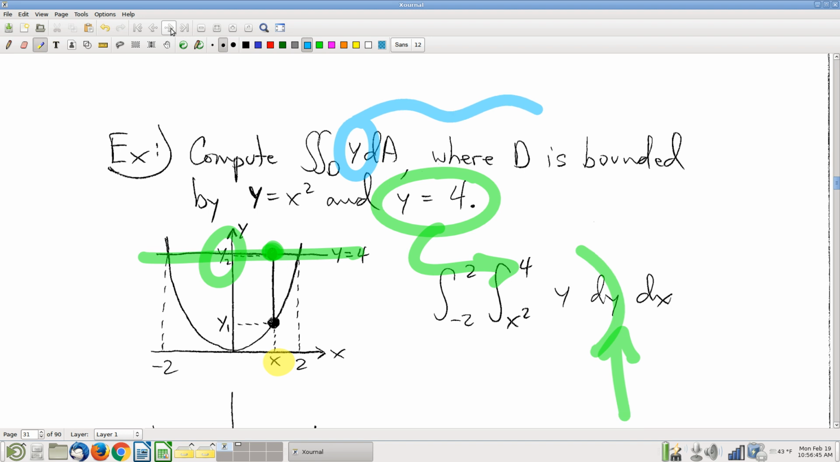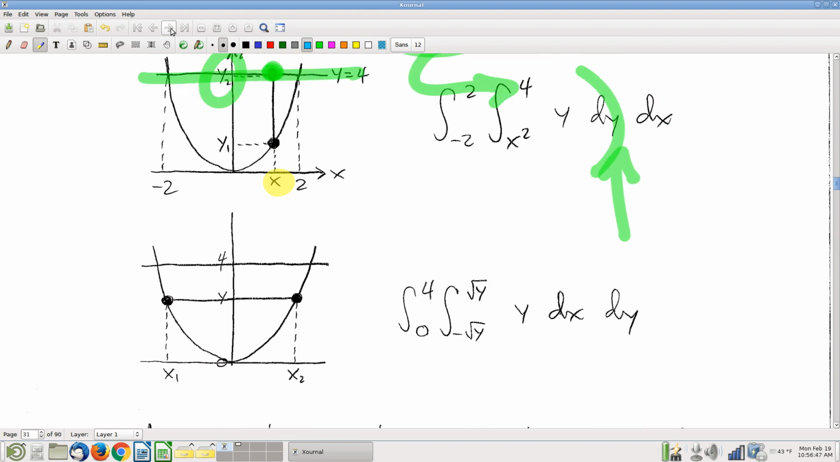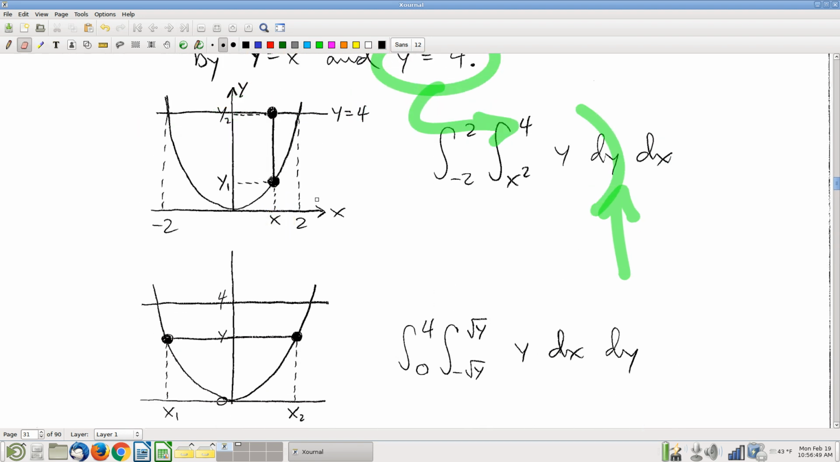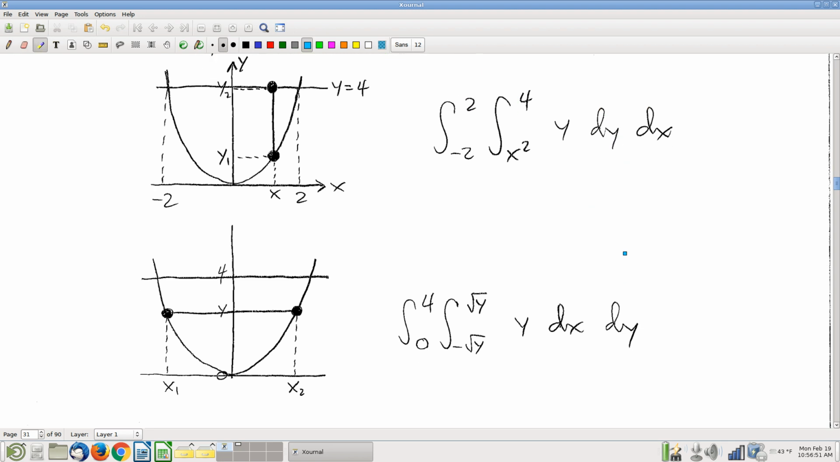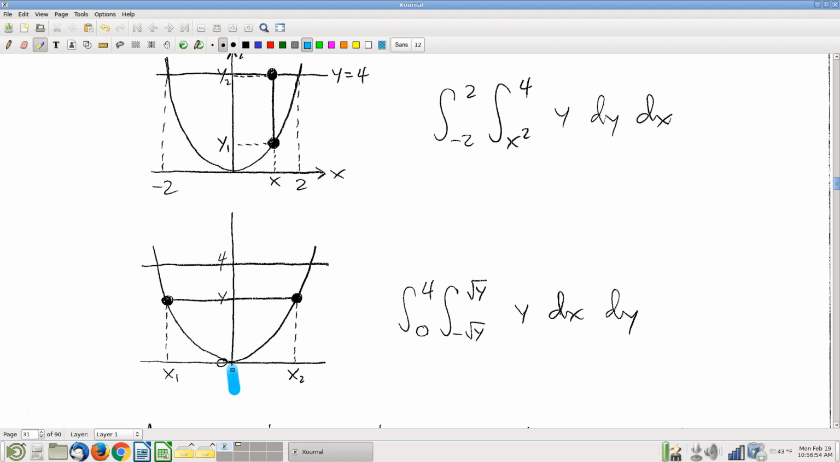Okay, so let's look at our other options. Let's slice the other way here. I'm going to slice first perpendicular to the y-axis, like so. My first slice is there. It's not hard to see, as that's where y is equal to 0.